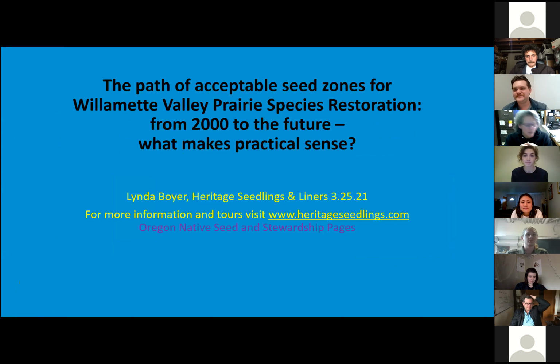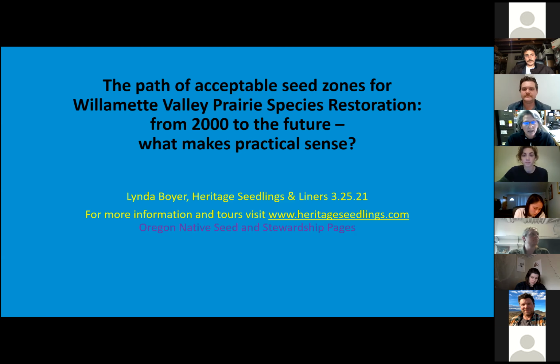I'm really glad that Jessica talked about the tree seed zone issue, because now she won't think it's simpler, but compared to the Willamette Valley Prairies ecosystem, it is simple to at least do the modeling. So I kind of wanted to look at what's our reality in the restoration of Willamette Valley Prairie and what really makes practical sense. And I'm going to give you a little bit of past history, since we've got to look at the past to see the future, I guess.